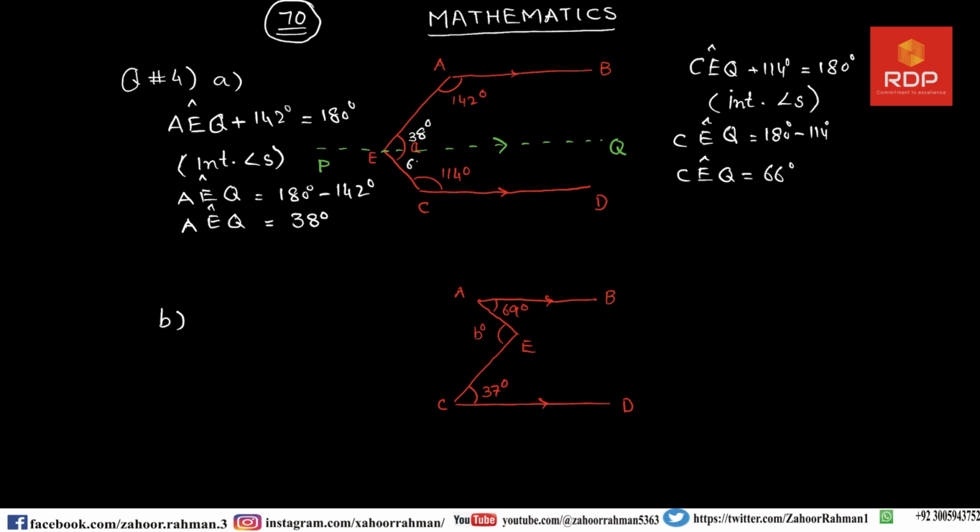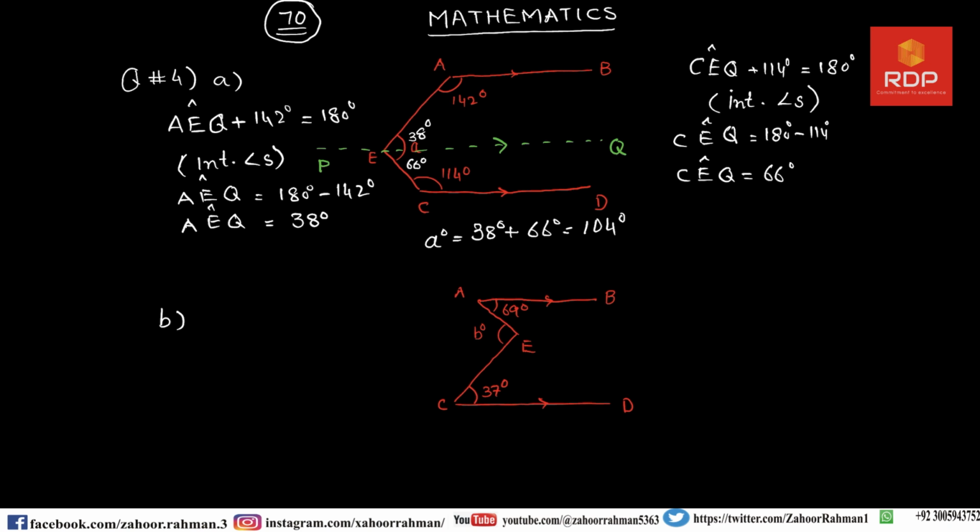Now the second part, which is this portion, we found it to be 66. Yes, it is 66, and now we have to add both of them. So we can say that A degree is equal to 38 degree plus 66 degree, and that is equal to 104 degree. Ladies and gentlemen, that was the first part.